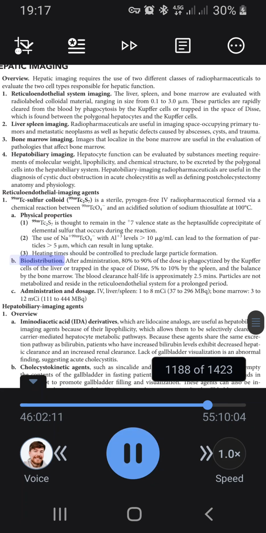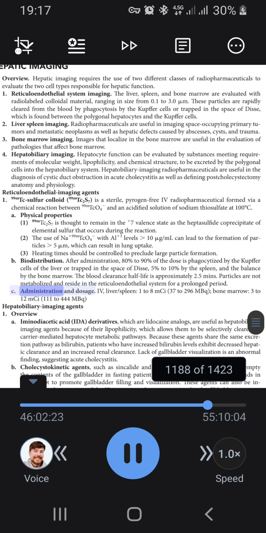B. Biodistribution. After administration, 80% to 90% of the dose is phagocytized by the Kupffer cells of the liver or trapped in the space of Disse, 5% to 10% by the spleen, and the balance by the bone marrow. The blood clearance half-life is approximately 2.5 mins. Particles are not metabolized and reside in the reticuloendothelial system for a prolonged period.